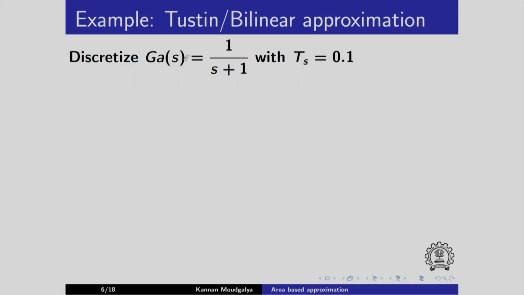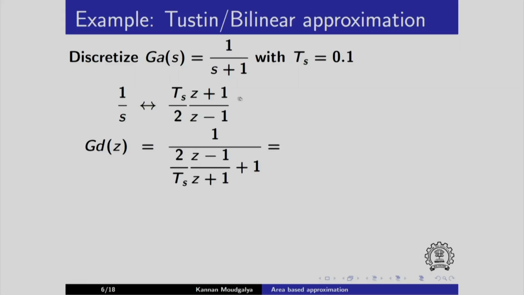So let us now calculate the Tustin bilinear approximation of 1 over s plus 1 with Ts equals 0.1, sampling period Ts equals 0.1. So recall the substitution strategy. Wherever 1 over s is there, we have to put this entire thing. This is what we obtained in the previous slide. So I am going to write this as gd of z when I substitute in the place of s this expression. Notice that what I have here is 1 over s. So in the place of s, I have to put the reciprocal of this.